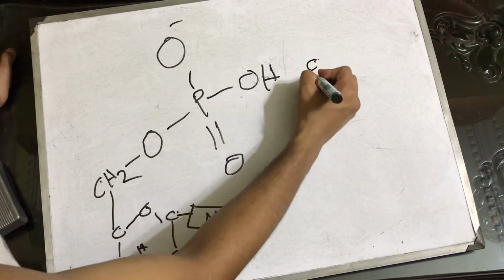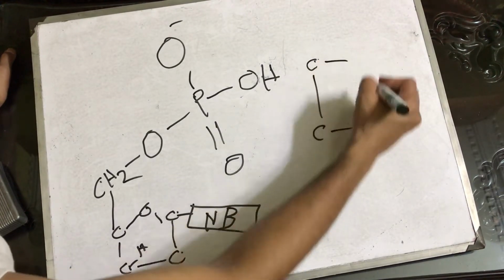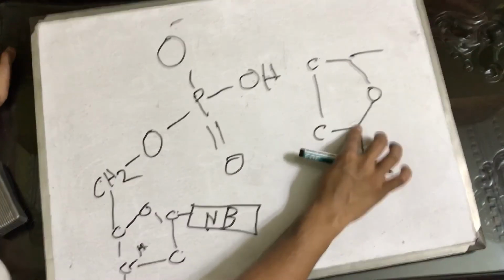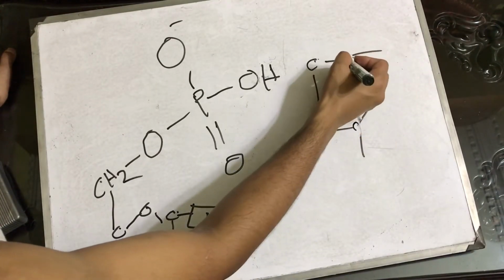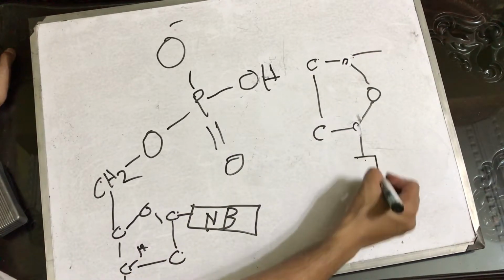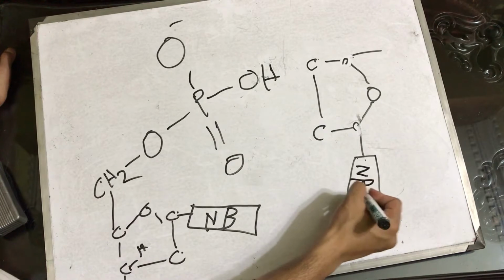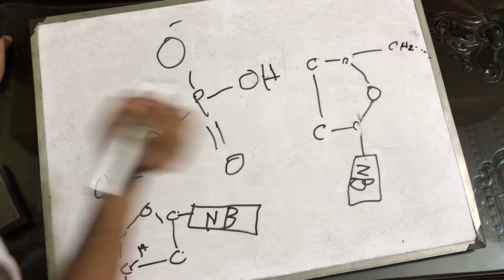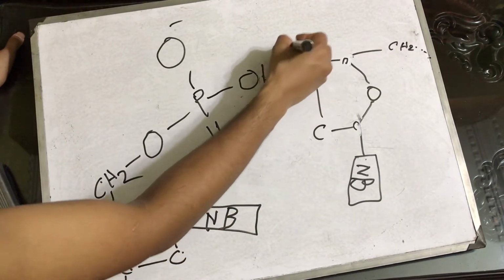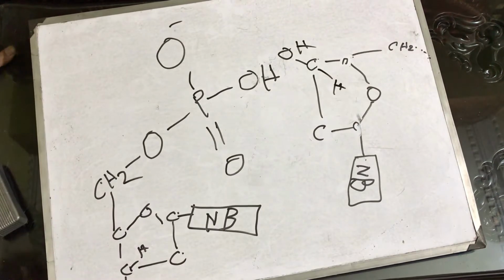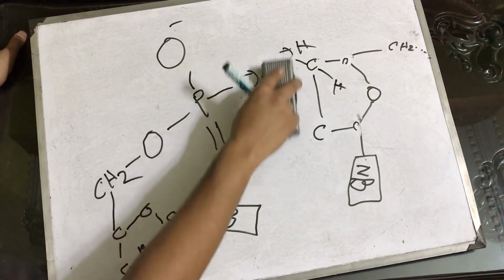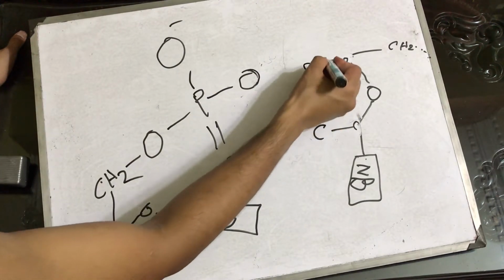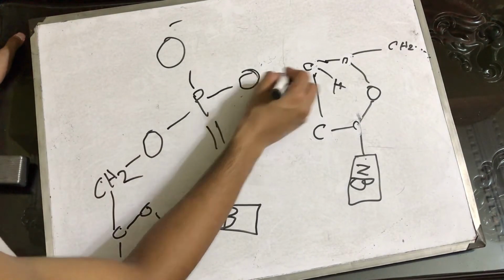Let's see. Okay, let's draw another nucleotide here. I'm doing this so that you can imagine. I only wish that the board was a bit bigger. There is carbon, there is carbon, and this is the nitrogenous base, and there is CH2 and so on. There is the hydroxide, there is the hydrogen. Once again, water will be removed, and thus this carbon atom will form a bond.